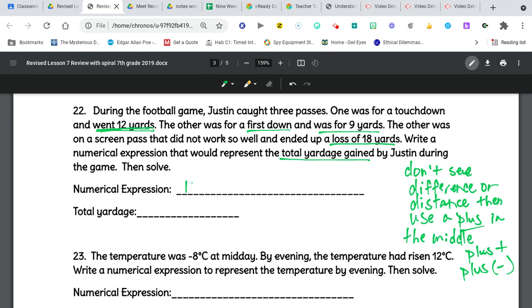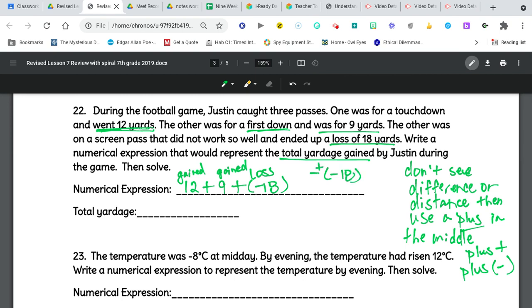Touchdown for 12. And you just write it in the order you see it when it doesn't say difference or distance. First down of 9, so that's plus or positive. And then he lost 18, so that's plus a negative. Okay, I just check to make sure everything is all good. The 12 was the yards that he gained to get a touchdown. And then he gained 9 yards in order to get a first down. And plus negative means he lost. There was a loss of 18 yards, okay? So it matches.